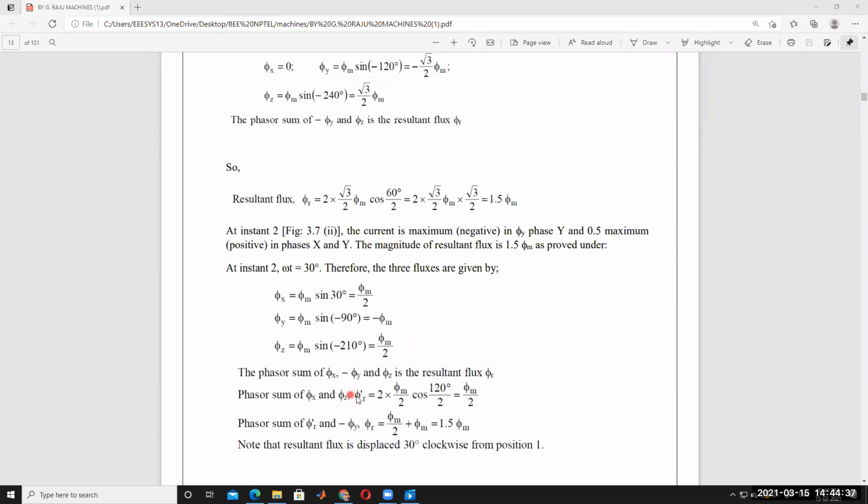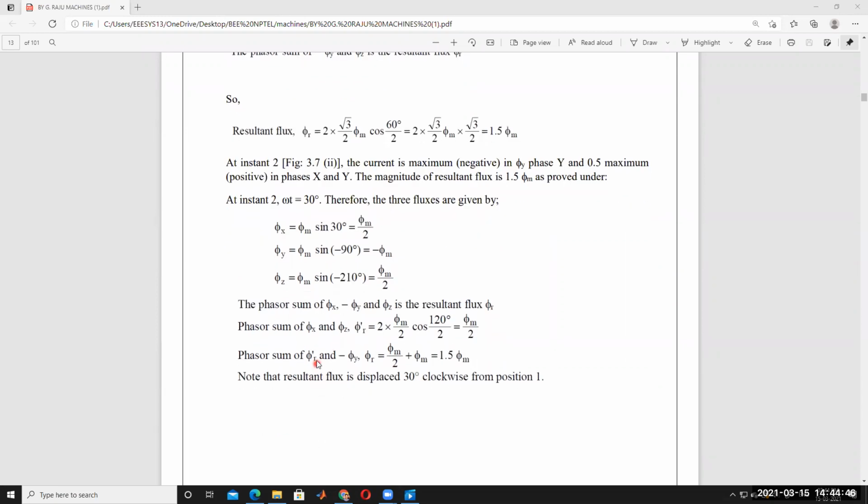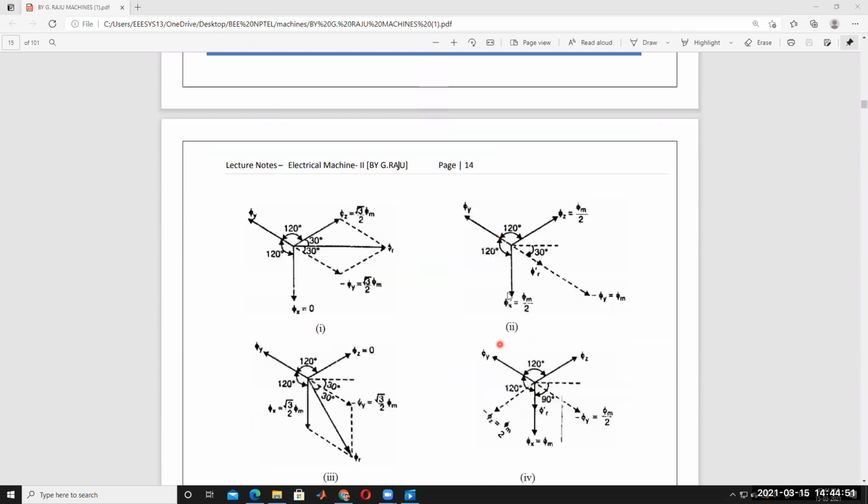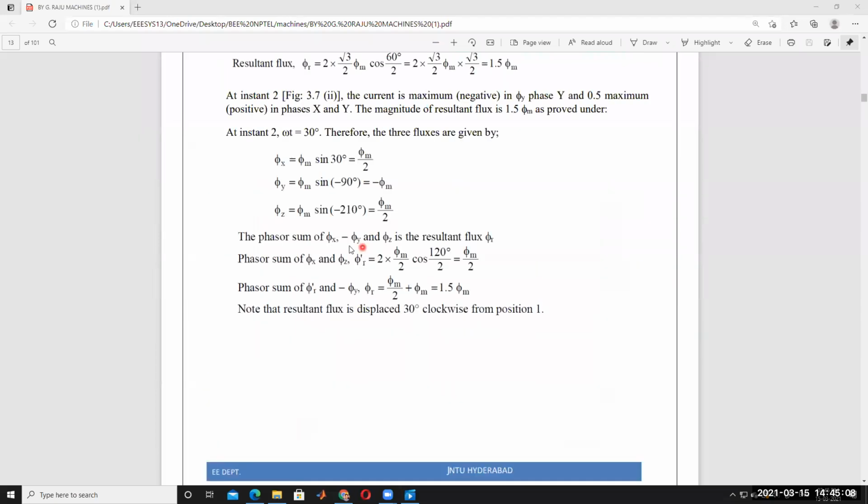And the resultant of phi r dash and phi y is called our resultant flux phi r. It is the phasor sum of phi r dash and minus phi y. So these two are along the same direction, that's why we add them directly. So we'll get a resultant flux. Understood? By adding these two phasors, phi r dash and phi y, we get the resultant flux phi r directly.